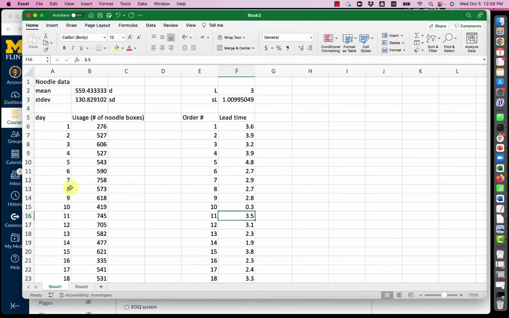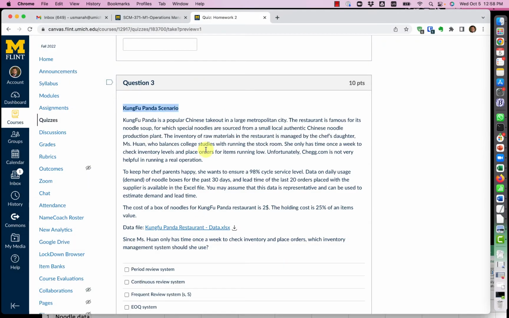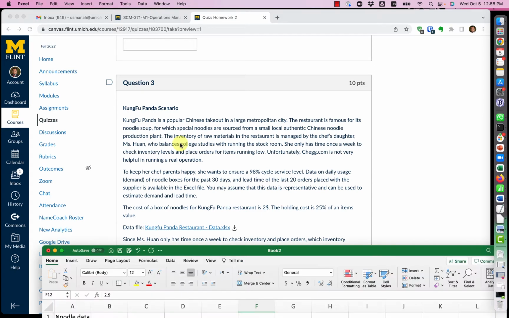For this question, we're given some data on demand and on lead time. You can see that demand is changing day by day. It's not constant. Lead time is changing day by day. So immediately we know it is the scenario in which demand is variable and lead time is variable. Next thing we notice is that inventory levels are checked once a week. So it is not continuous review, it's a periodic review inventory system.